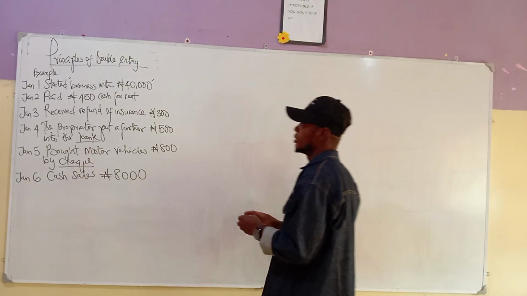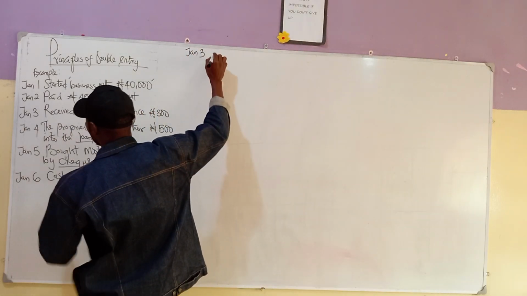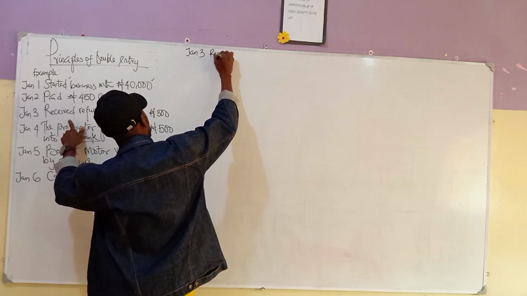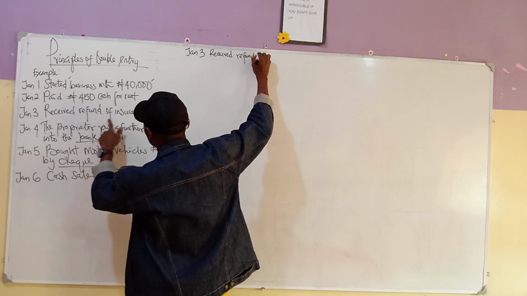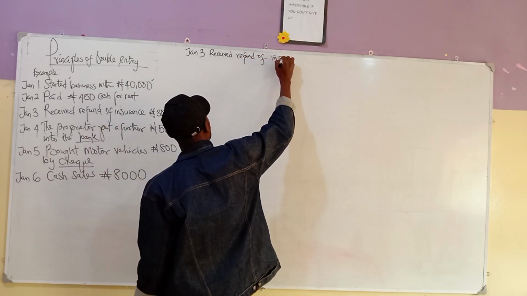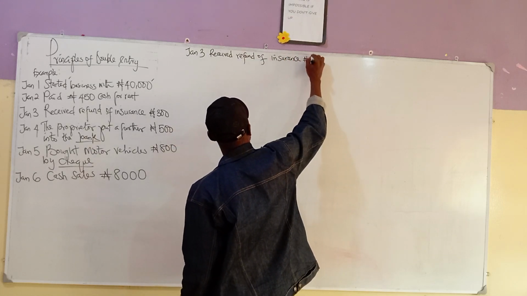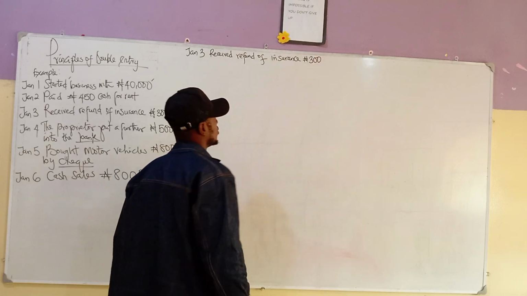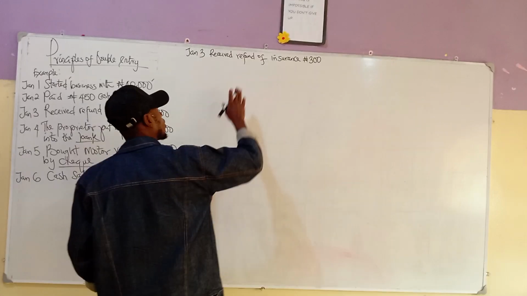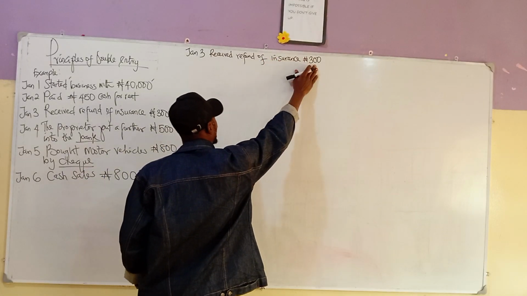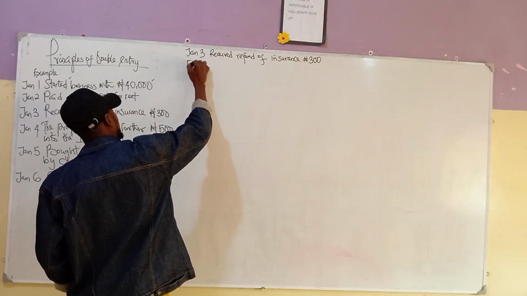So, in January 3rd, the sector received a refund of insurance, $300. So we received two things. The first one, we have insurance and we have cash, isn't it? So what is the effect of this transaction?